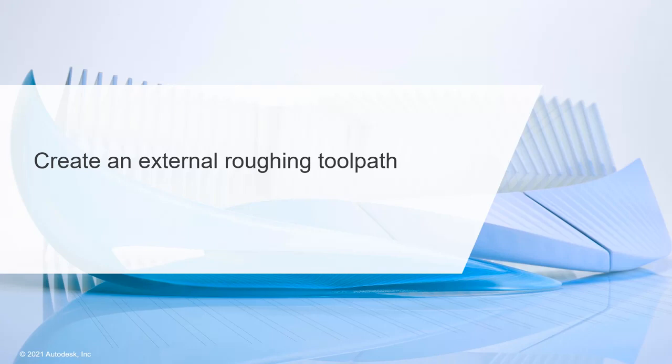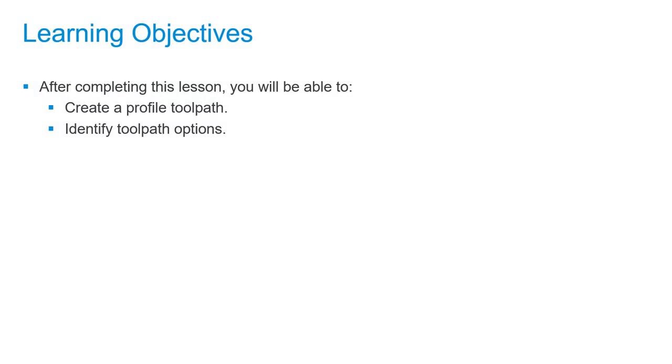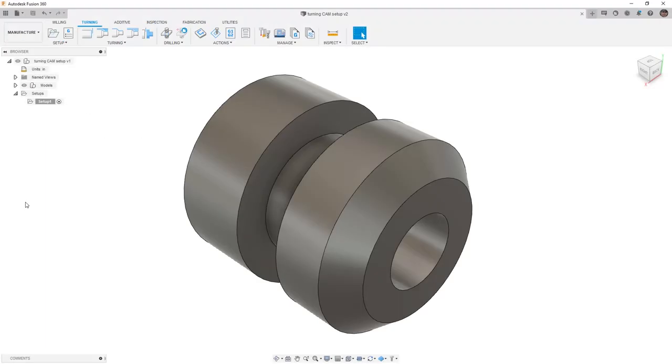In this lesson, we'll create an external roughing toolpath. After completing this lesson, you'll be able to create a profile toolpath and identify toolpath options. For this lesson, we want to carry on with our turning CAM setup from the previous lesson.